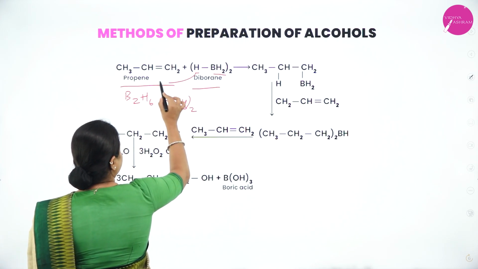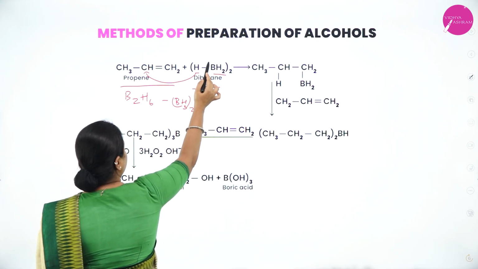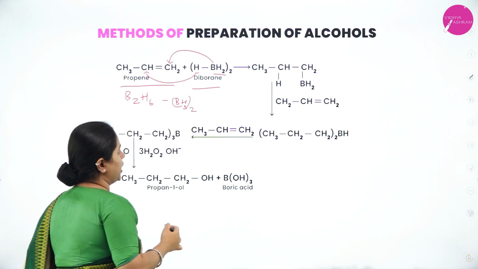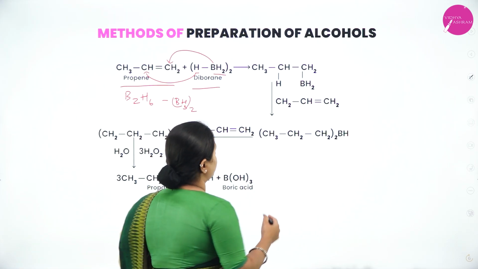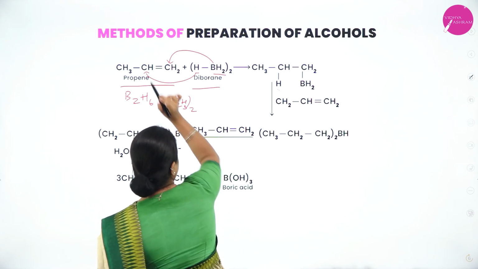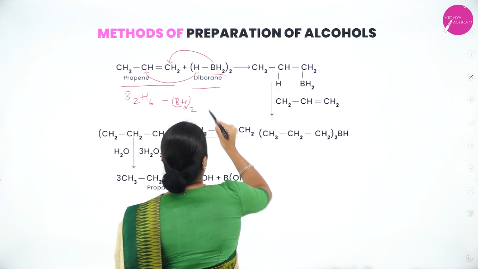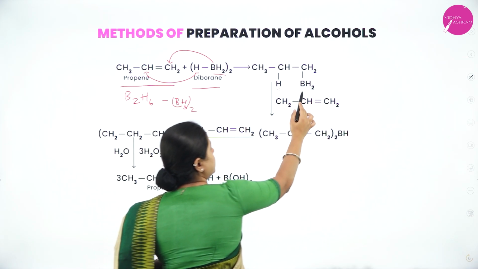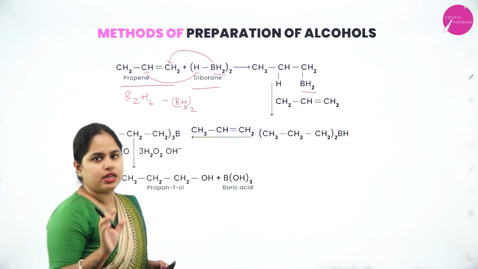This hydrogen will get attached to this carbon atom and the boron will get attached to this carbon atom. So that is the first product that you are going to get. CH3, CH and H. This hydrogen is attached to this carbon atom, which is shown here, and to this carbon atom the BH2 is attached, which is shown here. Okay, so that's the first step.